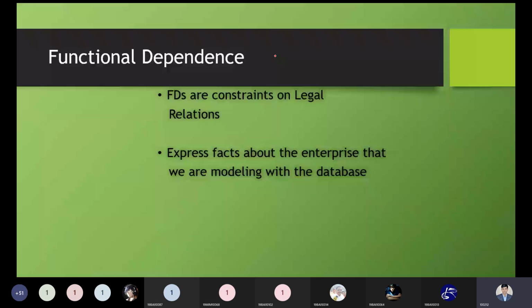So we have the functional dependency. Before normalizing your relation, we need to see the important aspect of the database, that is the functional dependency. Functional dependency means it is a constraint on the legal relations. What does it mean, the legal relation? It means the functional dependency will be applied on the actual relations we have. This is theoretical as well as practical. So FDs are constraints on the legal relations. They express facts about the enterprise that we are modeling with the database, so it will work with the real database.